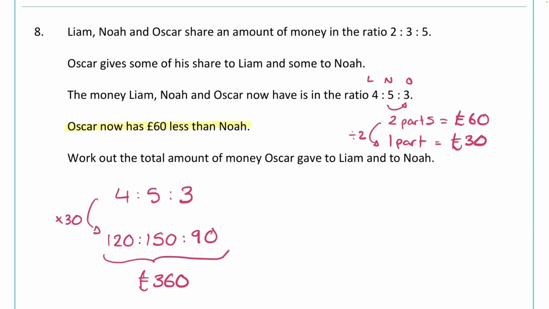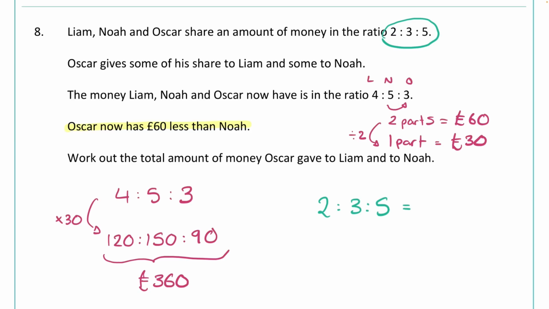So they have £360 in total. Now the total never changed. Oscar just gave some of his money to Liam and some to Noah. And originally that was in the ratio 2-3-5. So this £360 we can actually now share into that original ratio 2, 3 and 5.